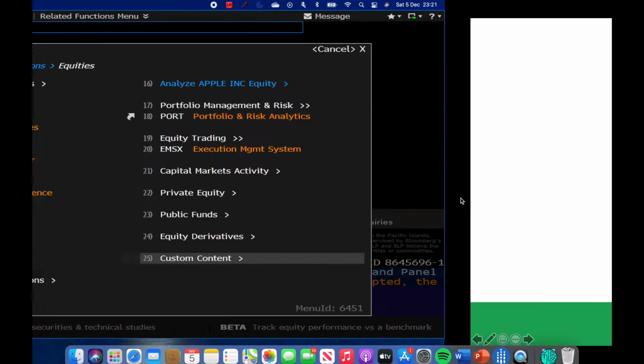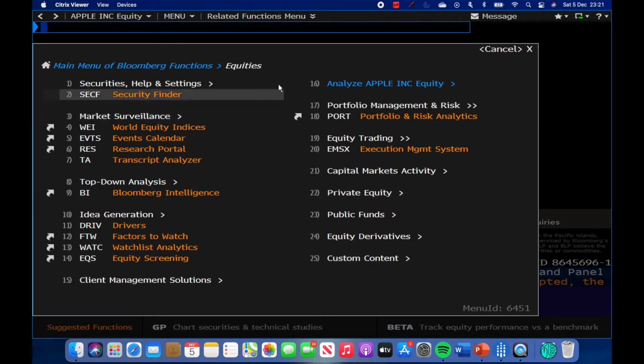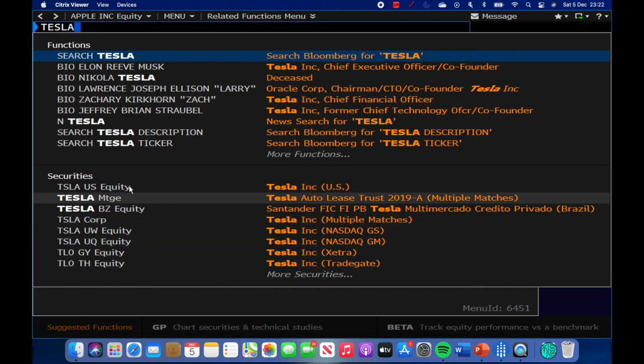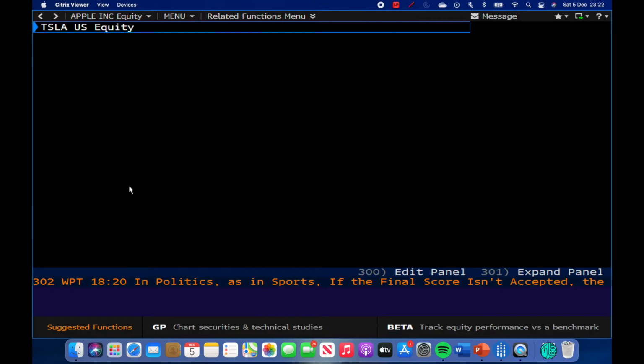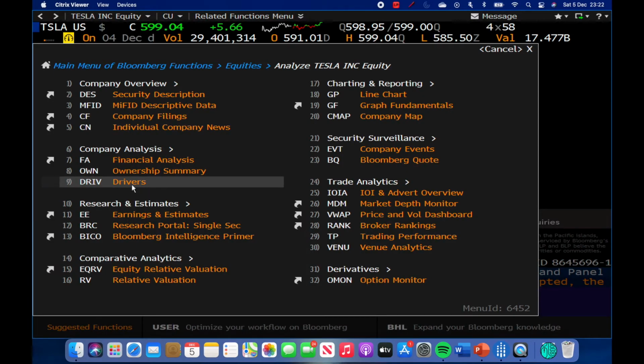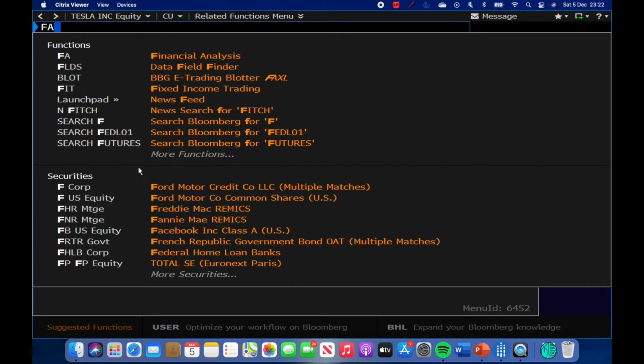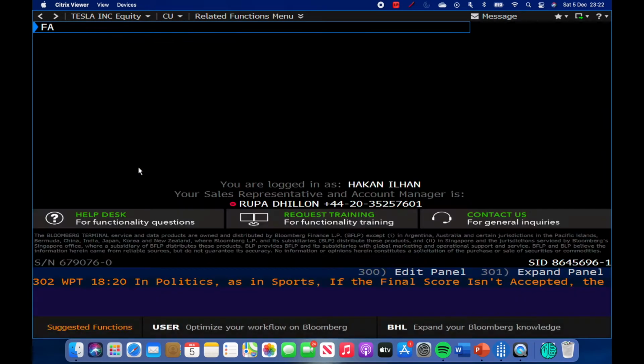So if we move over to the terminal, here we are. First of all, like I said in the session, we want to start off by typing in Tesla and then choosing Tesla Inc. here as the security. Now all the functions that we type are going to be related to Tesla. The first question was in relation to revenue, so we can find revenue in the financial statements. We have to type in the function FA, which is financial analysis, and we click enter.